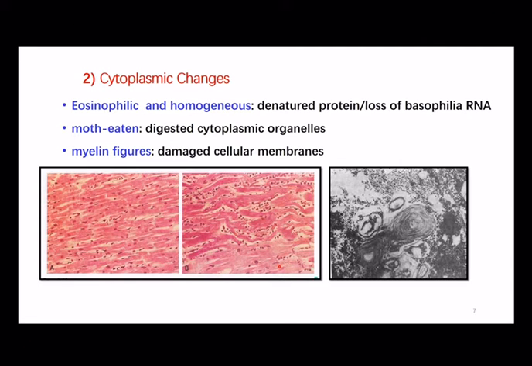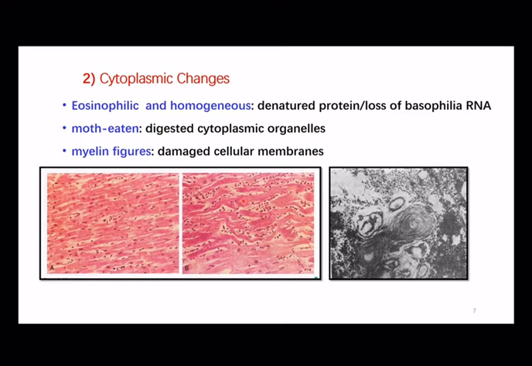Let's move to the cytoplasmic changes. Because of the decrease of ribosomes and glycogen granules and the increase of cytoplasmic denatured protein, the cytoplasm becomes eosinophilic and homogeneous. In the pictures below, the first picture is a normal cardiomyocyte. The second picture is a necrotic cardiomyocyte. We can see here the myocytes bend and break and are darker red in color.